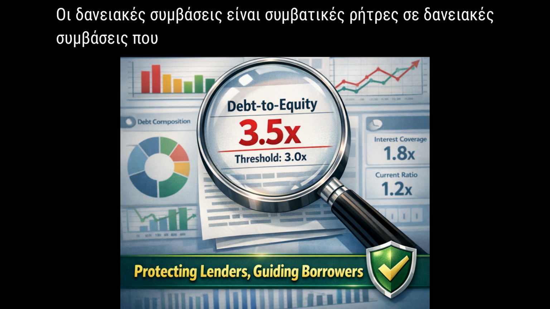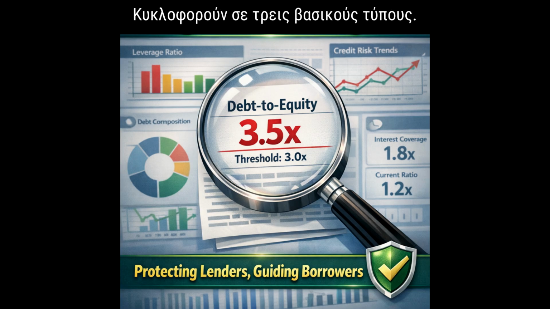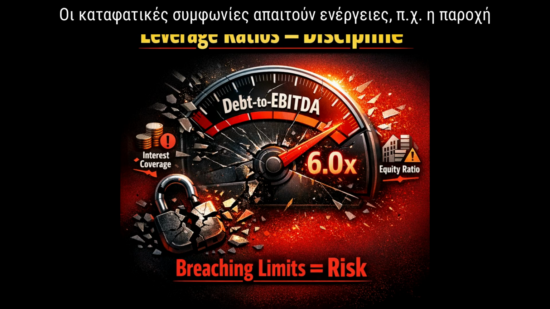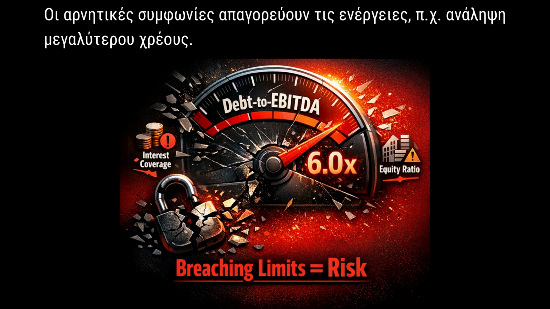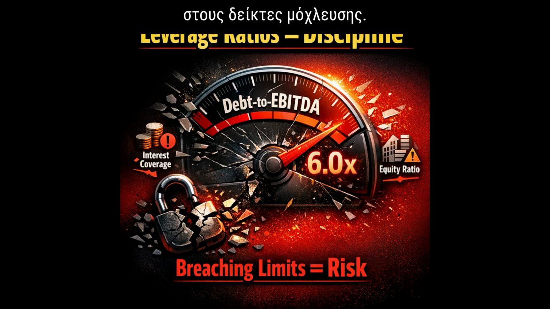Loan covenants are contractual clauses in loan agreements that require borrowers to maintain certain financial standards or restrict specific actions. They come in three main types. Affirmative covenants require actions, e.g., providing financial statements. Negative covenants prohibit actions, e.g., taking on more debt. Financial covenants set quantitative thresholds, often based on leverage ratios.